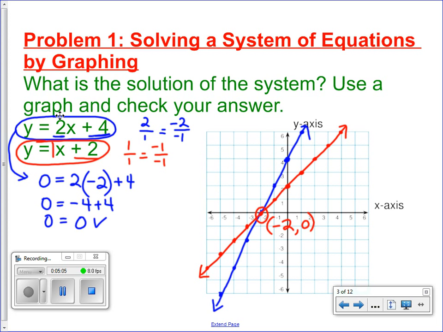Okay, then we're going to take our second equation and see if negative 2, 0 works for it. So again, 0 is the y. My x is negative 2. And I want to add 2, and yes, negative 2 plus 2 is 0. So since it works in both equations, our solution is negative 2, 0.